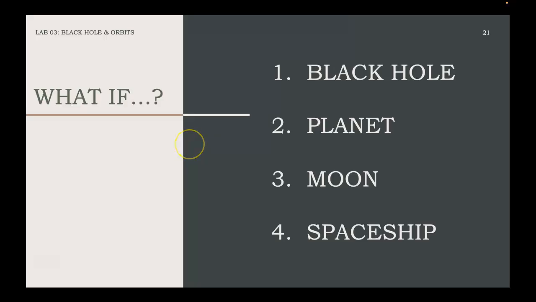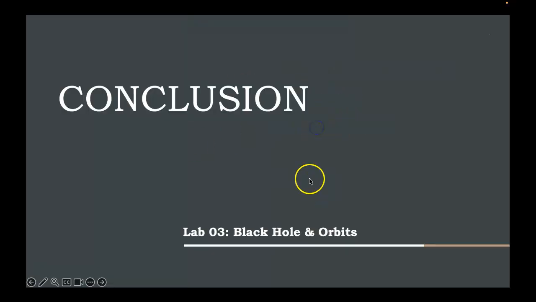So for "what if", if we had a system of the black hole, the planet, the moon, and the spaceship, all four, we'd have to find the interacting forces of each one. And the most dominant force would just be the one with the most mass. So in this case, it could be the black hole here. So that's the conclusion of the presentation, where we found the mass of the black hole, and we also mapped out the orbit of the starship.